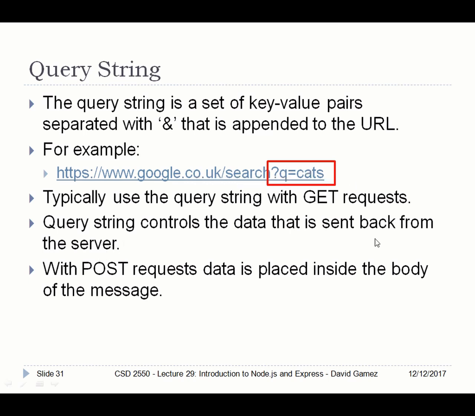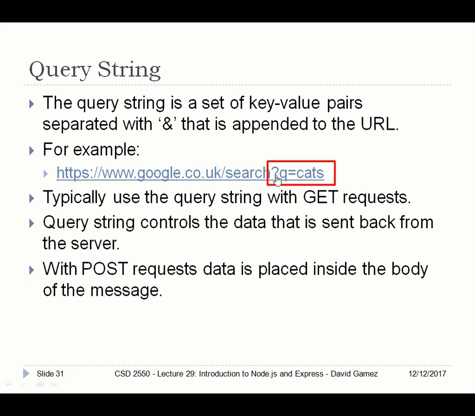And this query string is extremely useful because then we can control the data that's sent back from the user. In this case, we can search for cats, we can search for dogs or mice or whatever, and depending on what we put here, we can search for different things. And this kind of query string used for GET requests has many applications, right? Shopping, we might be searching for different kinds of products and so on and so forth.